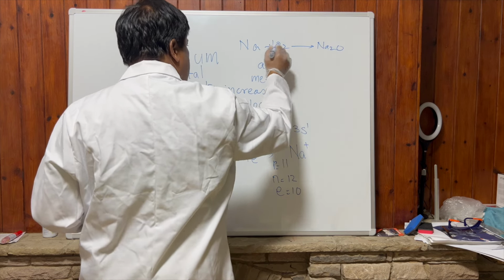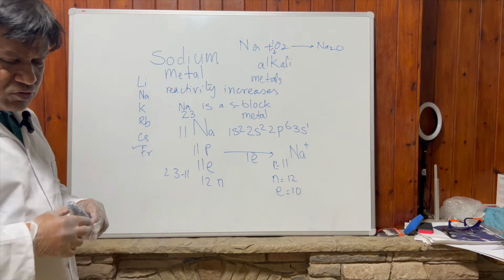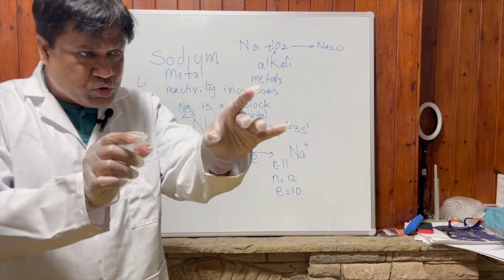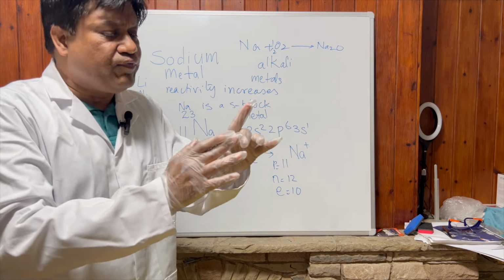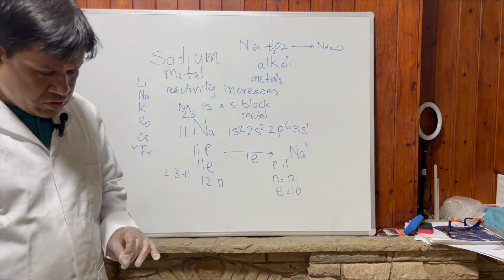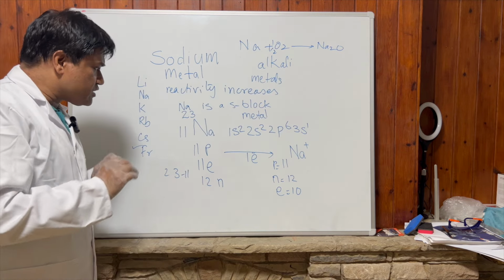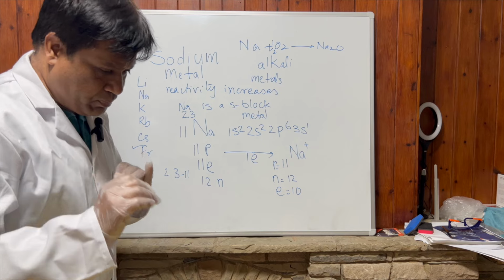Half O2. So look at the surface. The surface is bright, silvery. And when you expose it to the air, the surface becomes tarnished due to the formation of sodium oxide.